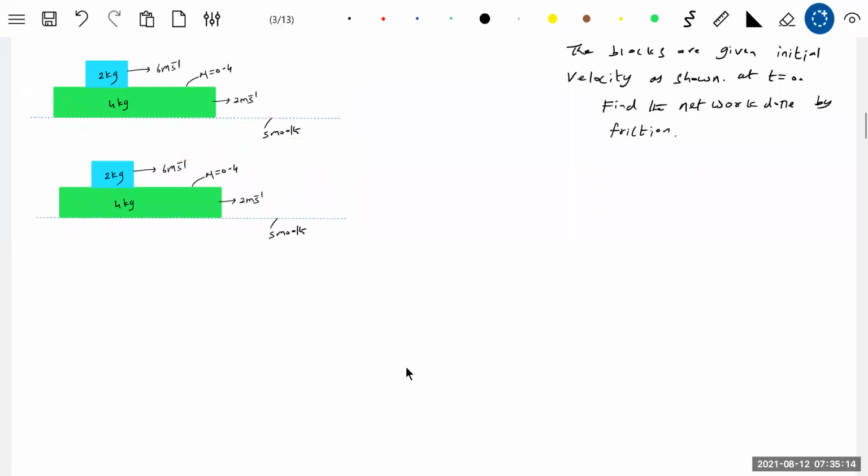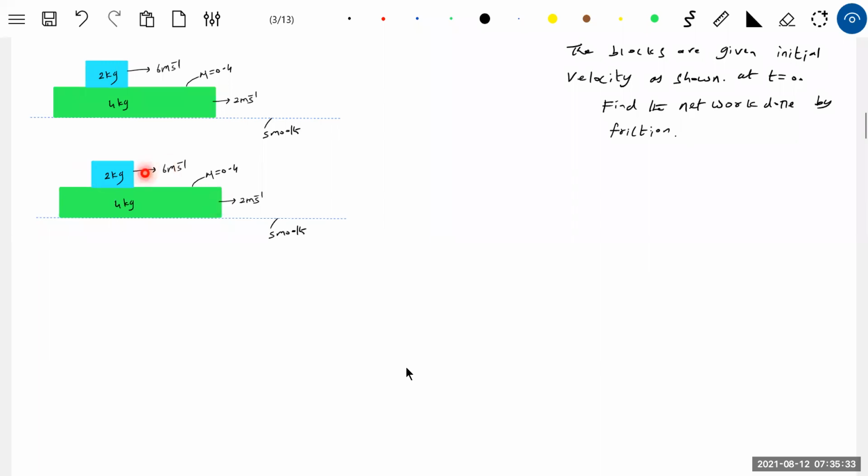Okay, initially this is 6 m/s and 2 m/s. Then we determine the direction of friction. On both the blocks, I'll put it backward. Oh, that is not correct. No, the friction will act to oppose relative motion. So this is 6 m/s, this 2 m/s.